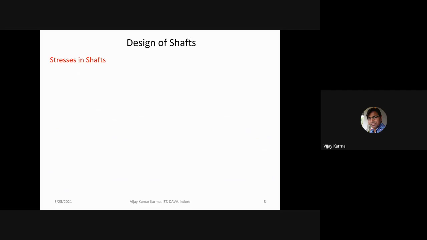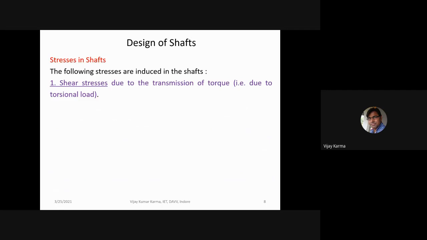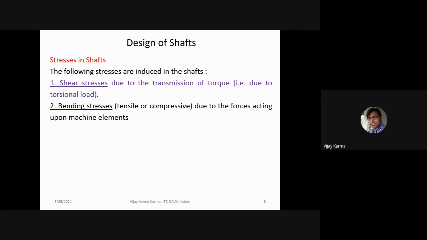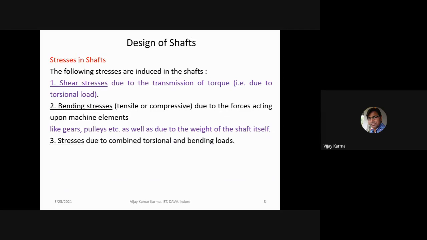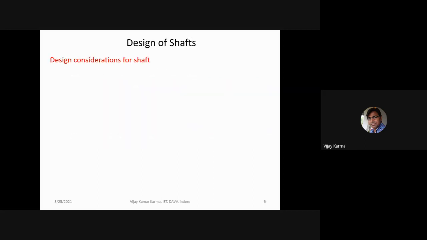Now, stresses in the shafts. The stresses which are induced in the shafts are shear stresses. That is due to the transmission of the torque. Torsional load is the reason behind this. Bending stresses: the bending stresses may be tensile or compressive, and that is due to the forces acting upon the machine elements like gears, pulleys, etc., as well as due to the weight of the shaft itself. Then stresses due to combined torsional and bending loads, a combination of these 1 and 2.